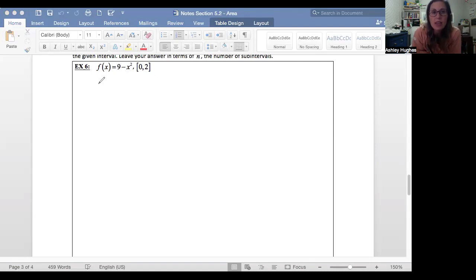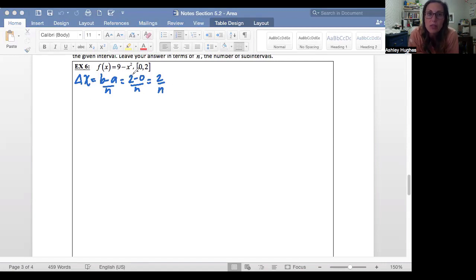So we're going to find the area in theory for any number of rectangles. So we know that whenever we do this, we're always going to start with delta x, and delta x is b minus a divided by n. So 2 minus 0 divided by n. Now we don't have an n. Like in our previous problem, n was 4, so we knew it was 1/2. We don't have n, so we just have to leave it at n.